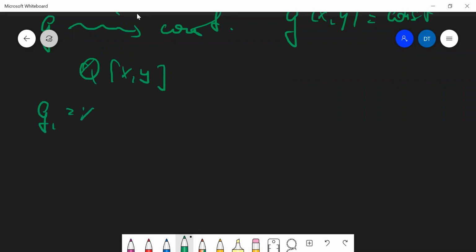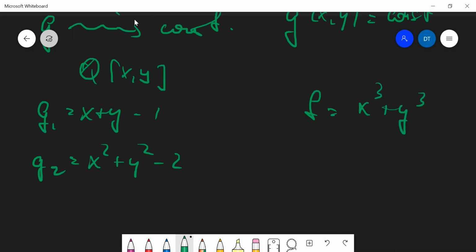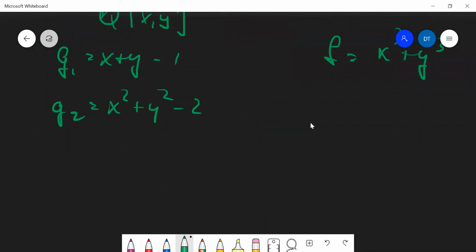And g1 is x plus y minus 1. g2 is x squared plus y squared minus 2. And the polynomial G, let's say F, I want to switch the name, is this guy. And we want to compute F. So let's try to compute the Gröbner basis of these two polynomials g1 and g2. So the leading terms are these. So let's try to compute the S polynomial.